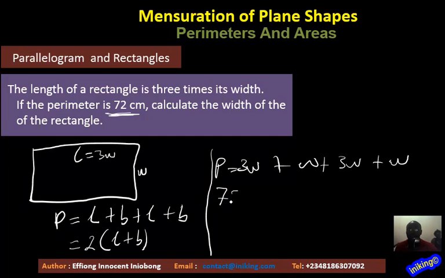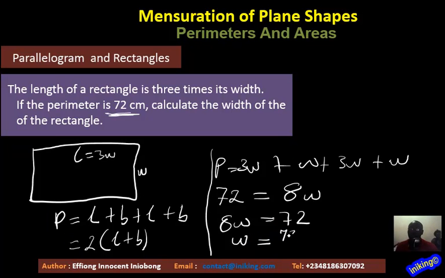So no hassles. 72 is equal to 3W plus W is 4, plus 3 is 7, plus another W is 8W. And that gives me 8W is 72. Dividing both sides by 8, as I was taught in nursery 2, that will be 72 divided by 8, and that gives me 9. So the width of the rectangle is 9. If the question had demanded the length, then that would have been 3 times 9, because we're told that the length is 3 times the width.